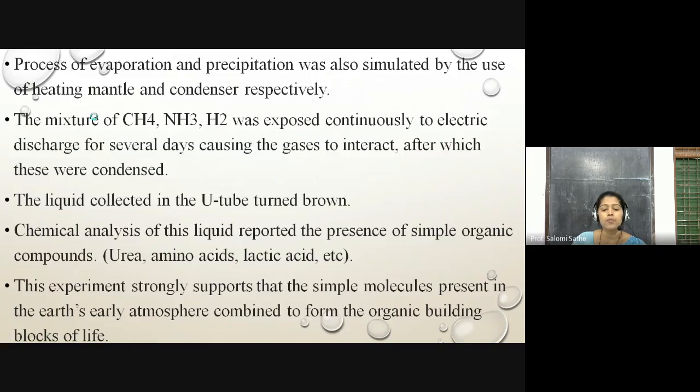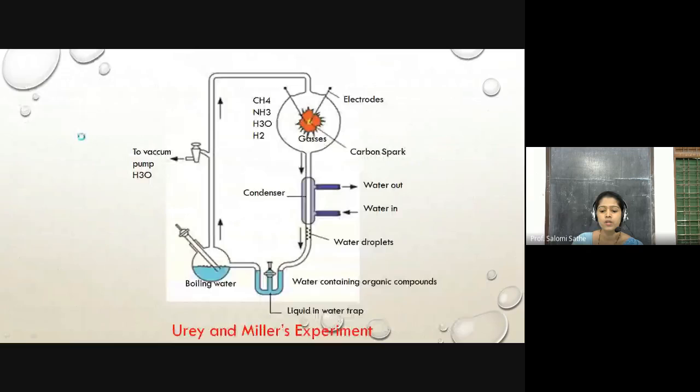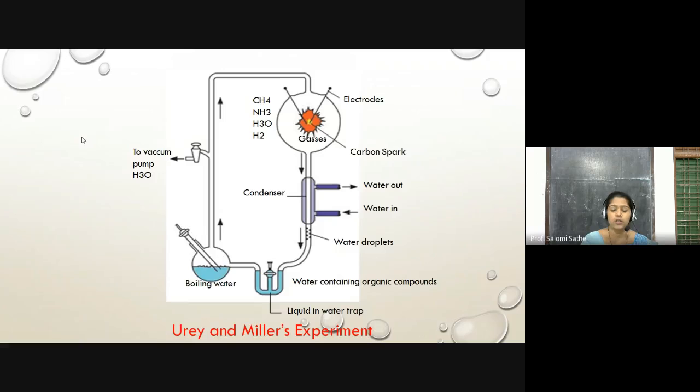Then the mixture is continuously subjected to electrical discharge several times, causing the gases to interact with each other, and finally the liquid which is collected in the U-tube turns brown. Chemical analysis of this liquid reported the presence of simple organic compounds, that is urea, amino acid and lactic acid. And this is the experimental setup of the Urey and Miller experiment.